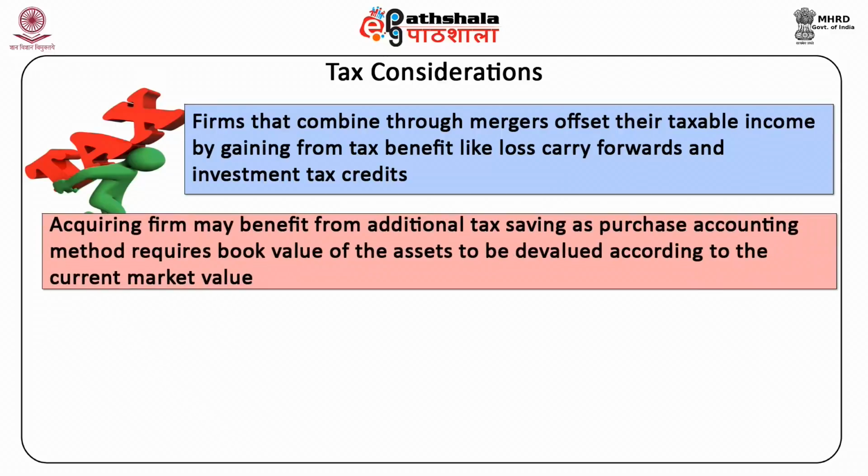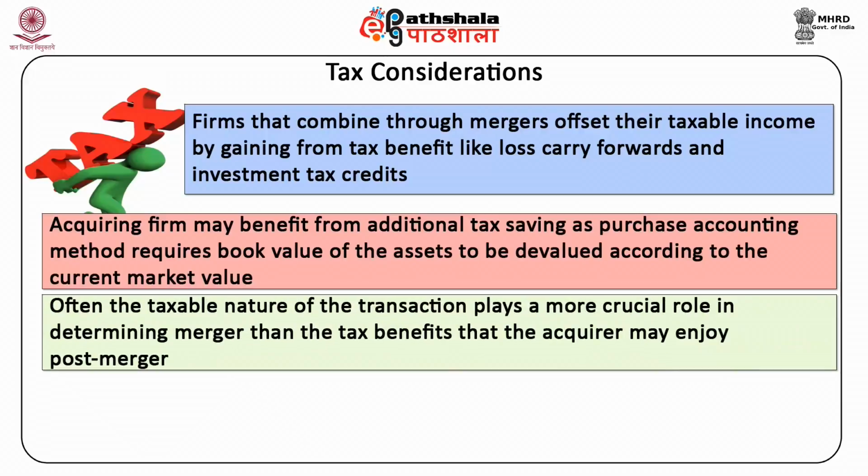Acquiring firm may benefit from additional tax saving as purchase accounting method requires book value of the assets to be revalued according to the current market value. The resulting depreciation is deducted from the revenue in calculating the future taxable income of the combined firm. Often the taxable nature of the transaction plays a more crucial role in determining merger than the tax benefits that the acquirer may enjoy post-merger.